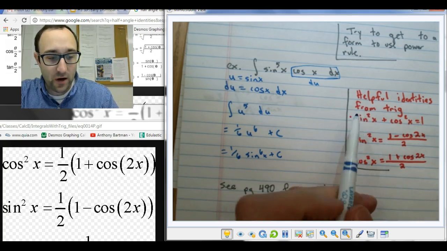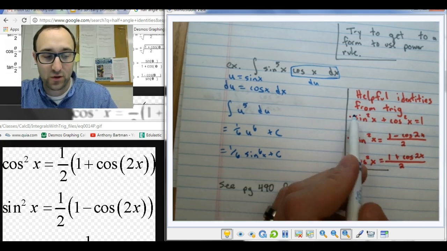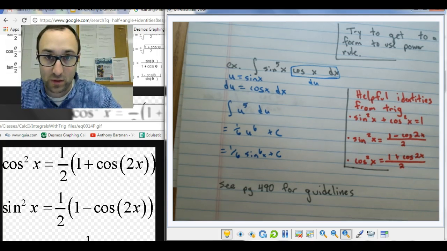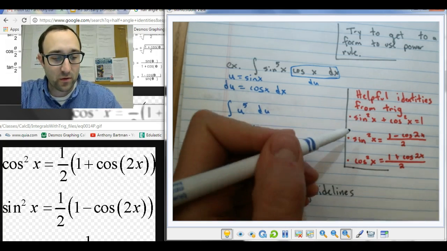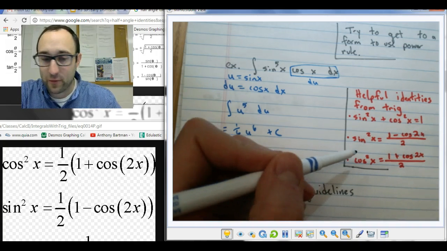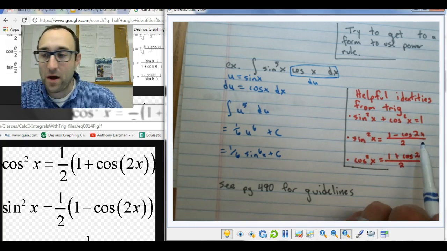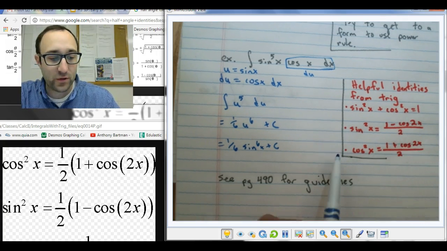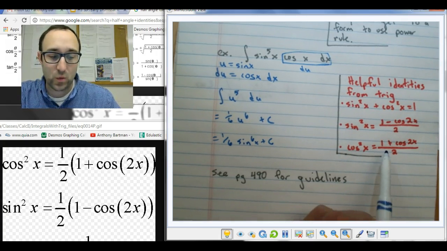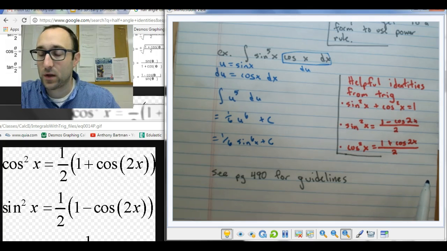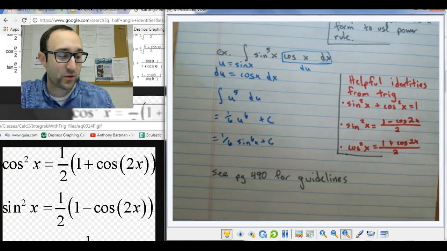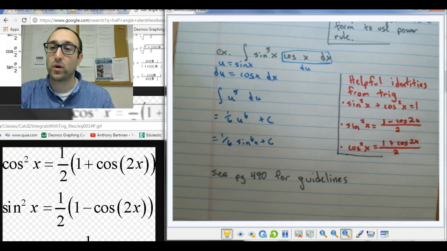Here are some helpful identities from trig. First of all, you should know sine squared plus cosine squared equals 1. The other helpful identities are the half angle formulas for sine squared and cosine squared. Sine squared x you can also write as 1 minus cosine 2x over 2, and cosine squared x equals 1 plus cosine 2x over 2. And also see page 490 for some guidelines about what to do.